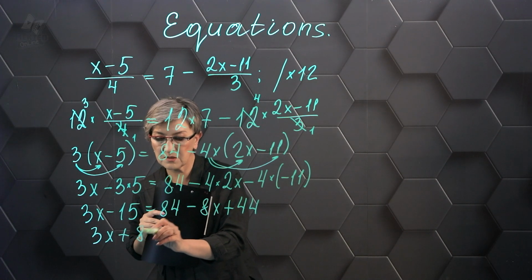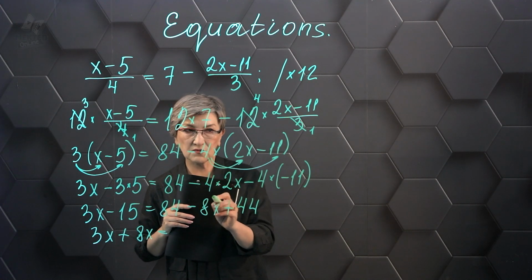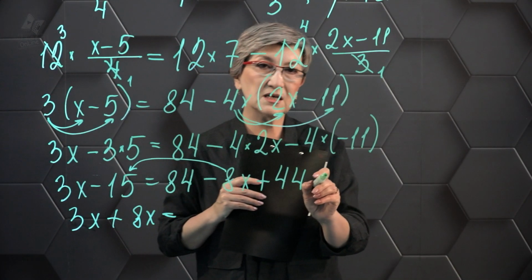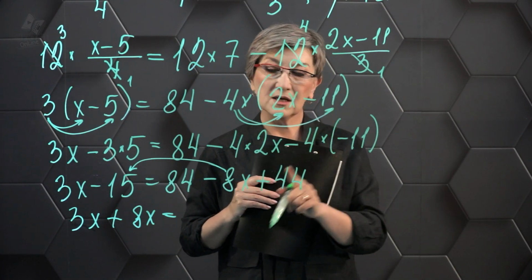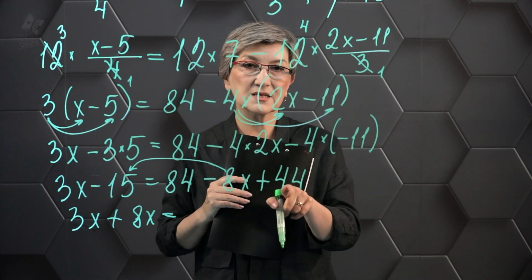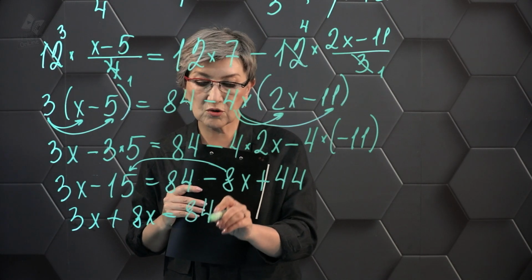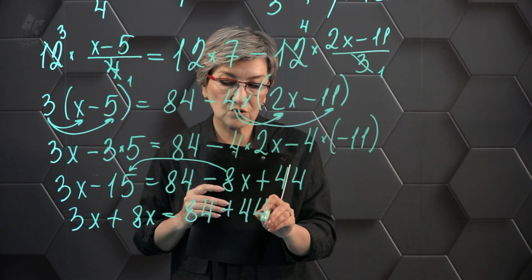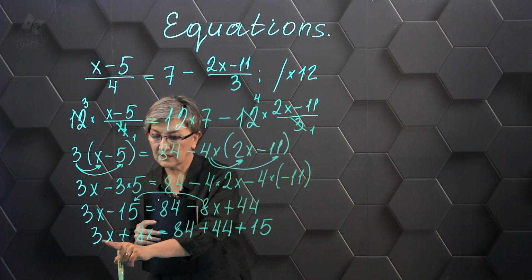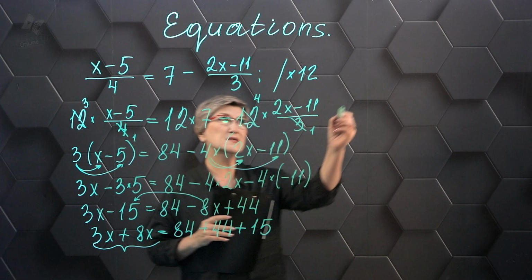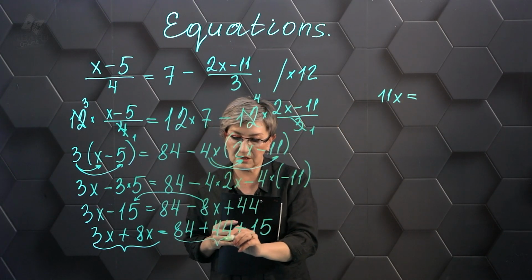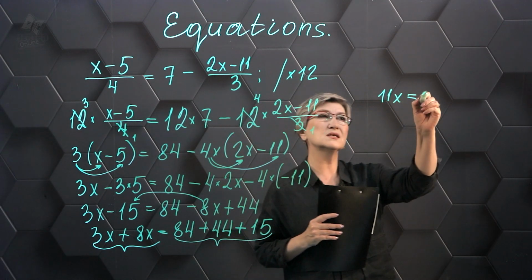3x plus 8x equals, minus 8x, I move to the left side. And the number minus 15, I'll move it to the right side. But first, I will write down the numbers that have already been written down in the right side. And these are the numbers 84 and 44 and plus 15. Let's do the action. 3x plus 8x is 11x equals 84 plus 44 and plus 15, which is the number 143.